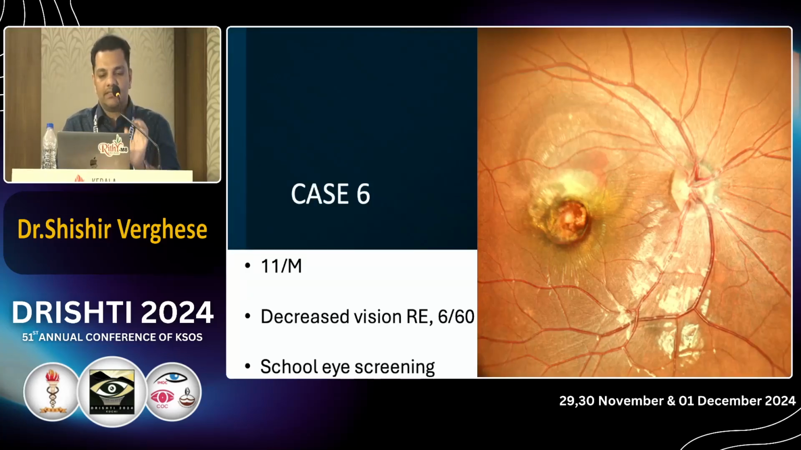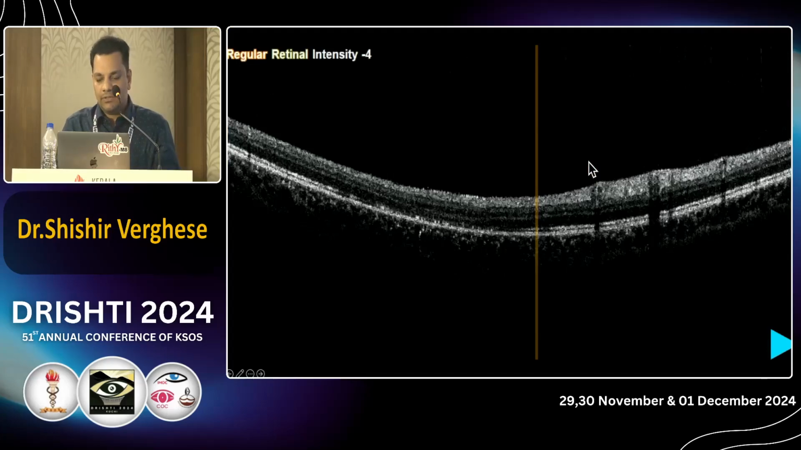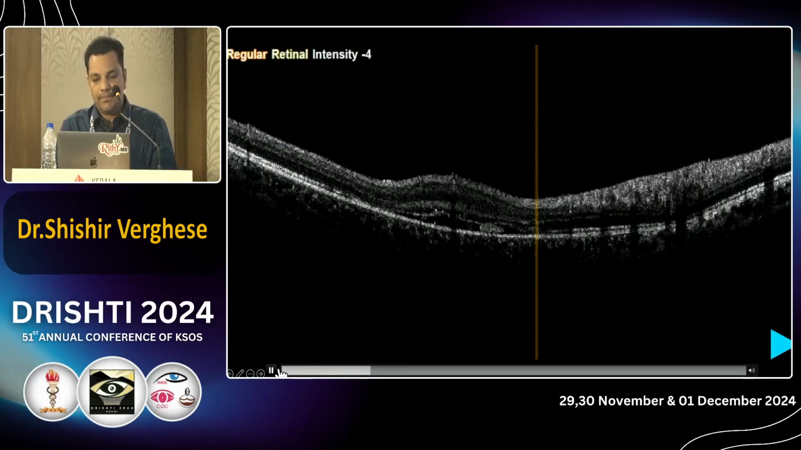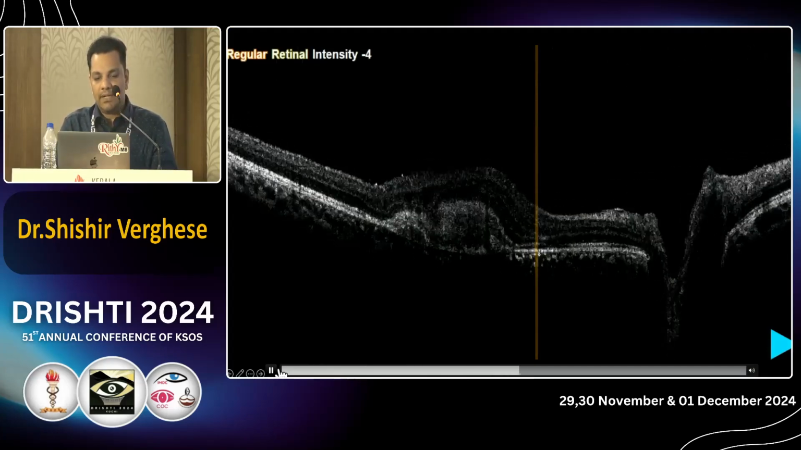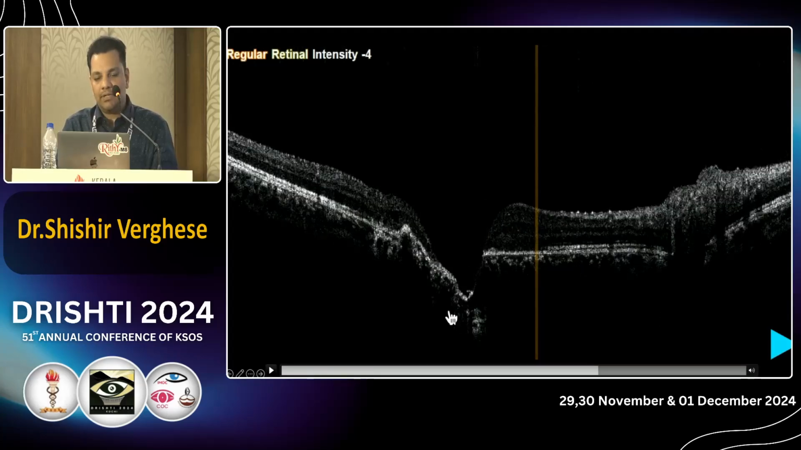So another case, 11-year-old boy, decreased vision right eye, 6/60, noticed during a school eye screening. He has a punched out choroidal lesion there, which is probably a toxo lesion, and then he's got this hyperreflective or yellowish area there, and along with that subretinal fluid and a subretinal hemorrhage. So this is the OCT of the same. As you can see, subretinal fluid, subretinal hemorrhage, and you have that punched out lesion there.